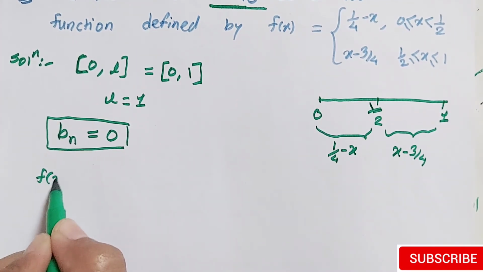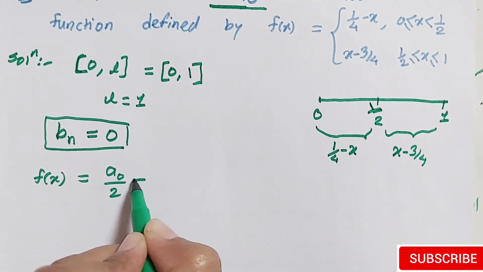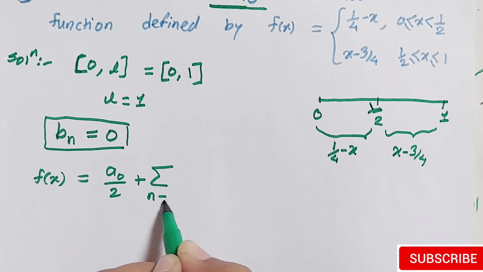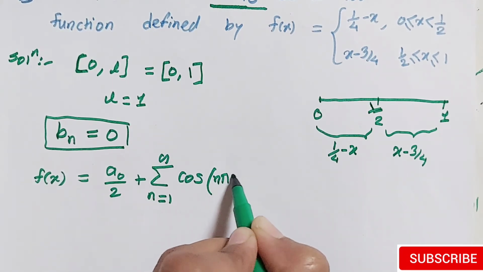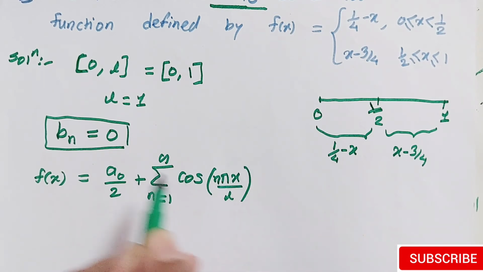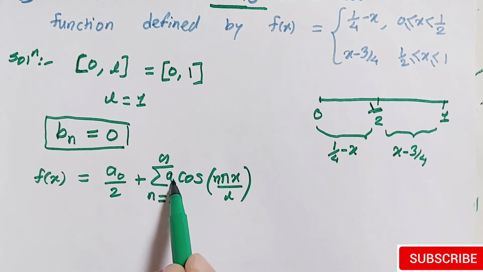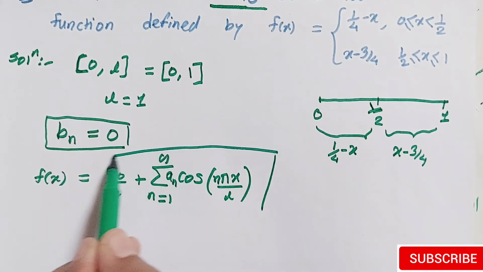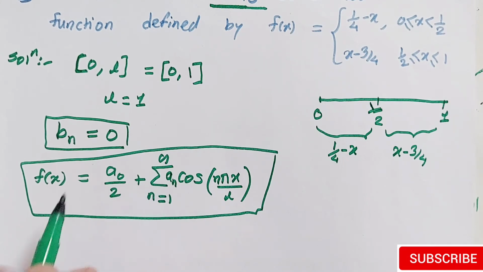So here the cosine series is f(x) = a0/2 + summation n running from 1 to infinity of an cos(nπx/L). Here L is 1. This is our cosine series expansion. Now in the next step, we have to find the values of the constants a0 and an.